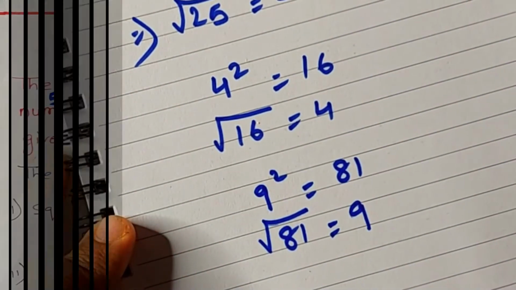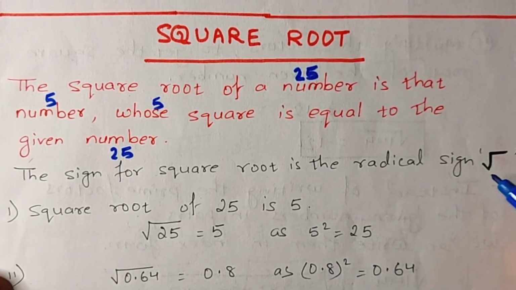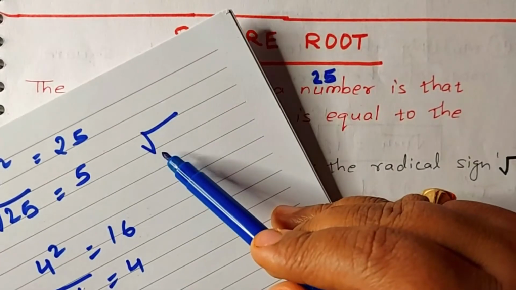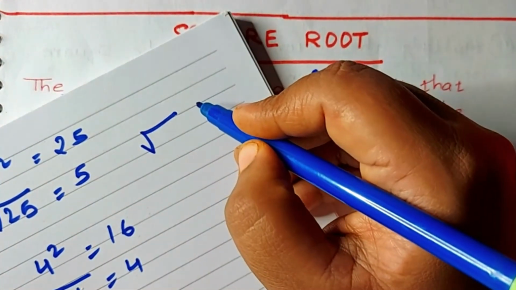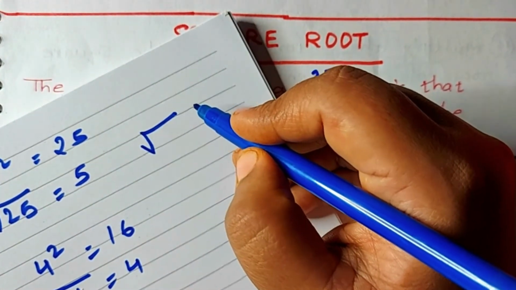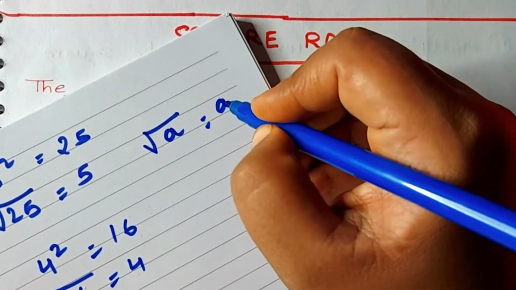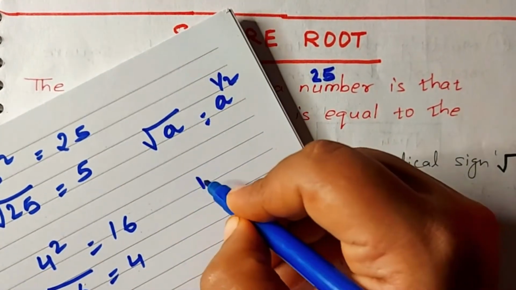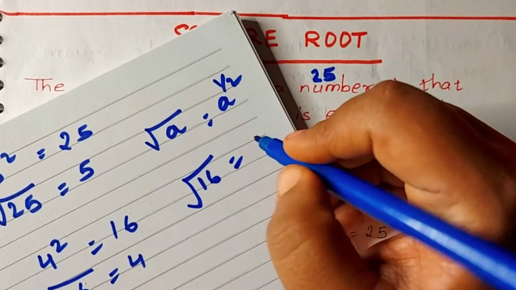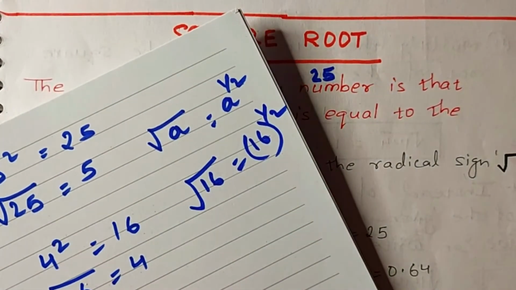It's very simple. The sign of square root is the radical sign. This is the sign of square root. This sign means power is half. Square root of a is equal to a raised to the power half. Square root of 16 is 16 raised to the power half.